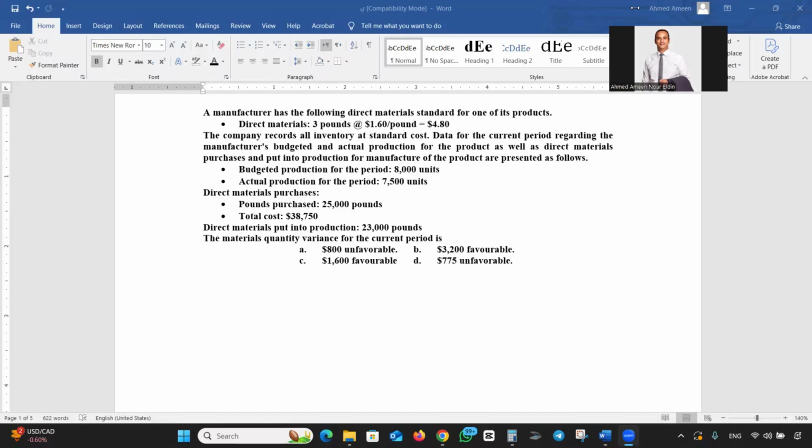A manufacturer has the following direct materials standard. The standard is the budgeted. Whenever he tells us that the amounts or hours or whatever is standard, it is budgeted, and we will color it with the red color.